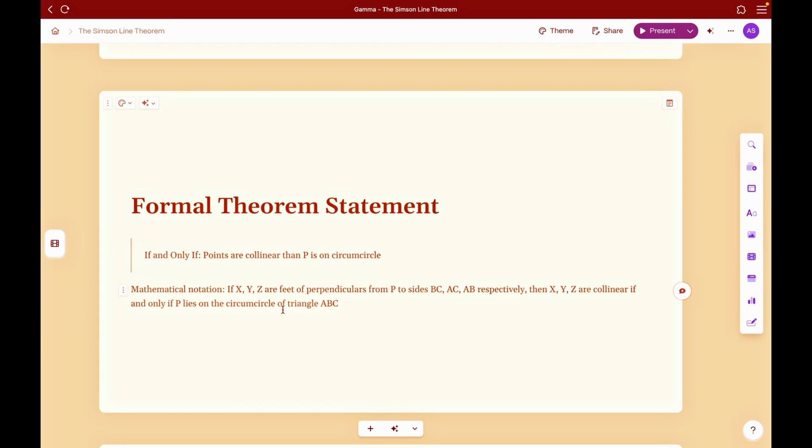And then over here, if X, Y, and Z are feet of perpendiculars from P to sides BC, AC, AB respectively, then X, Y, Z are collinear if and only if P lies on the circumcircle of triangle ABC. So that's the mathematical notation and almost like the backstory, that X, Y, and Z are feet of the perpendiculars here and there, and basically replaces the setting the stage slide that was above.